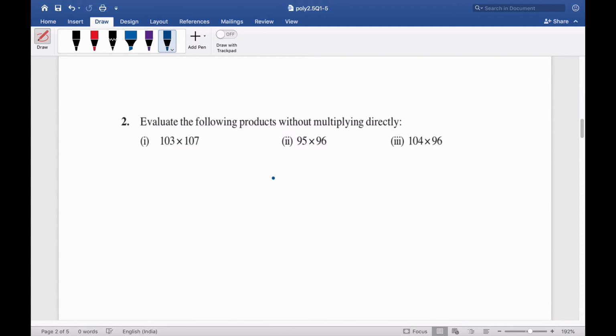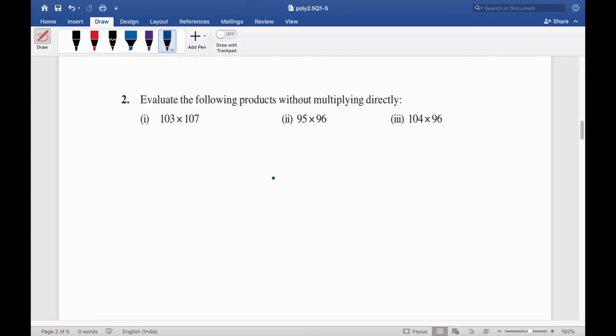Okay, next it says evaluate the following products without multiplying directly. That means it wants us to use some identity. Let's start with the first one. I can simply write it as 100 plus 3 multiplied by 100 plus 7. So it becomes x plus a into x plus b.